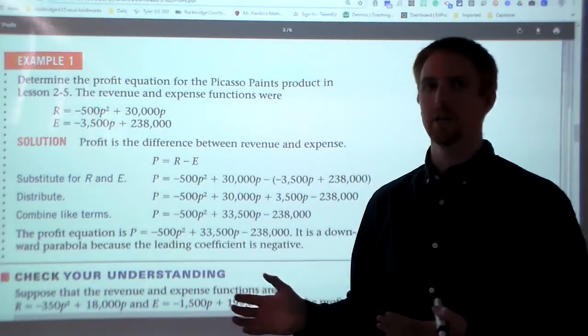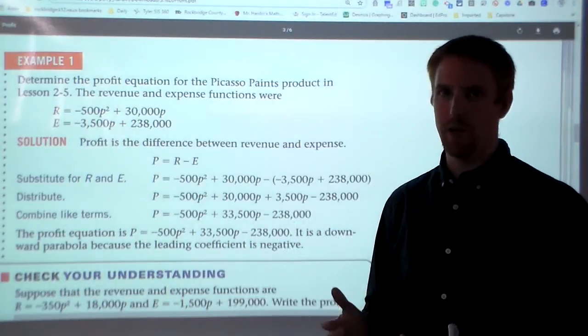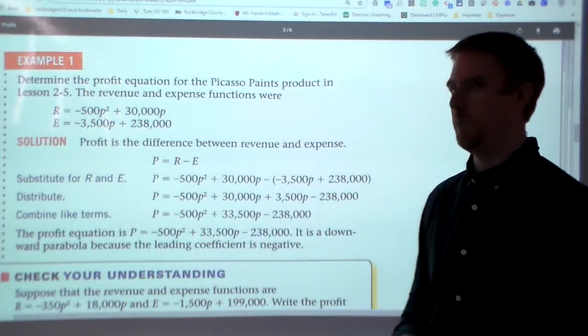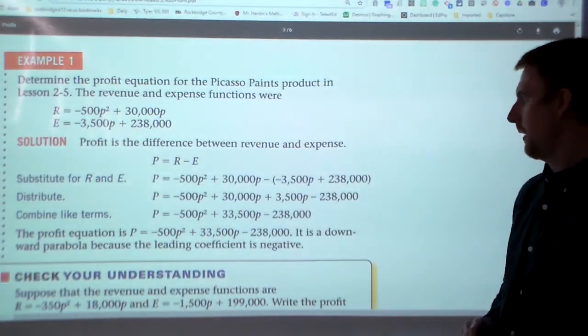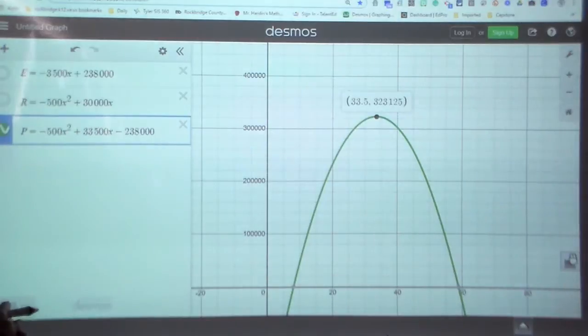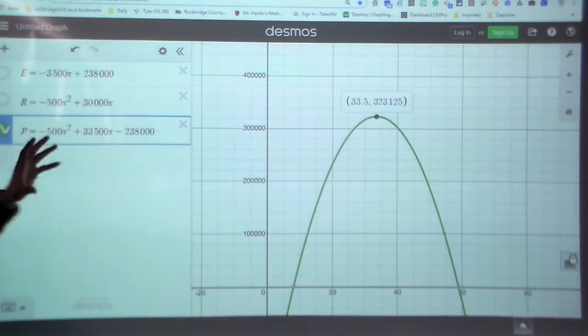It's not complicated algebra, but there's big numbers and you got to keep track of your signs. That's the two things to keep up with. And then there you go, there's your profit equation. Now, here's that equation graphed in Desmos. And I do have expense and revenue, but I'm only graphing profit right now because it's all I want to focus on.